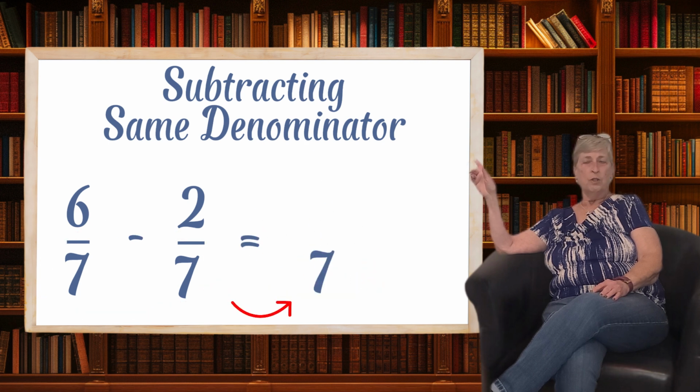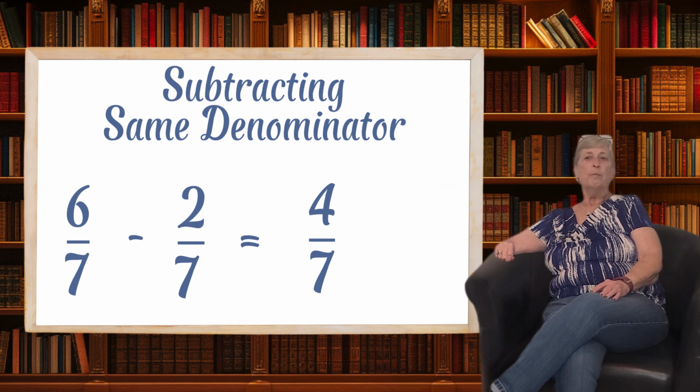So all we have to do is subtract the top. Remember, you start with the first number and subtract the second number from it. So you have 6 minus 2 equals 4. So our answer would be 4/7.